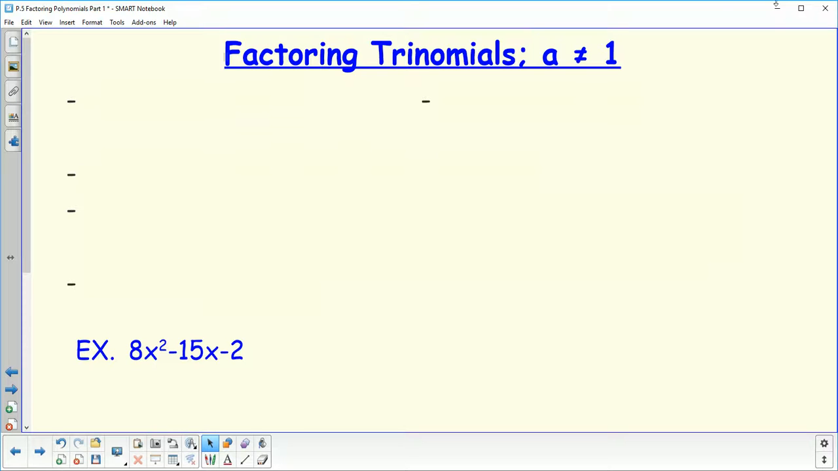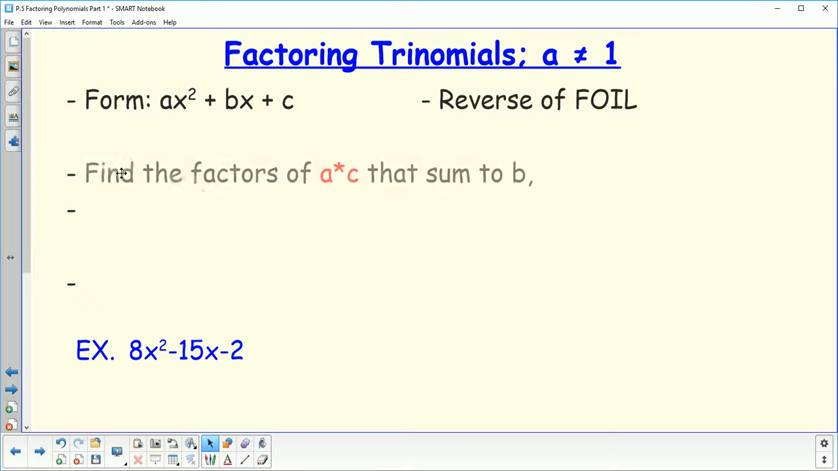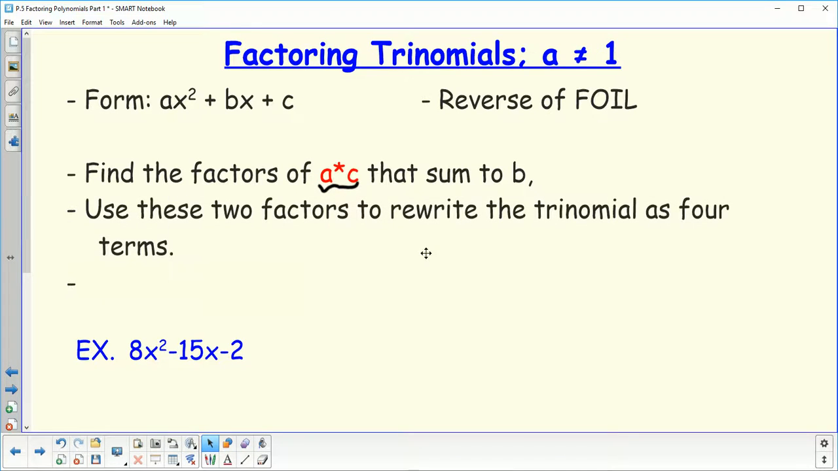So that was when a is equal to 1. When a is not equal to 1, we still have that same form, but now a is not 1, obviously. Again, the opposite of FOIL. And this time, big change here. Now we're looking for the factors of AC that sum up to b. And we're going to use those 2 factors to rewrite the trinomial as 4 terms, and then finally that's going to become our factor by grouping.